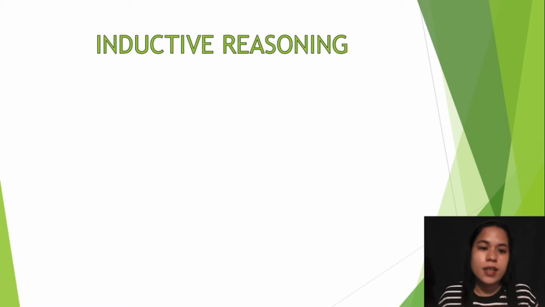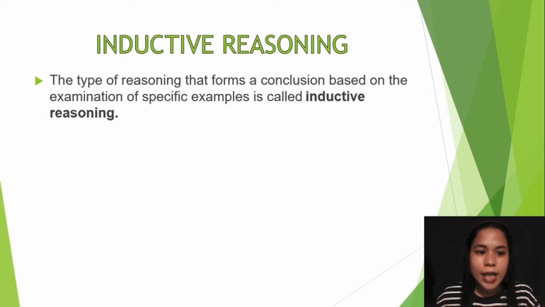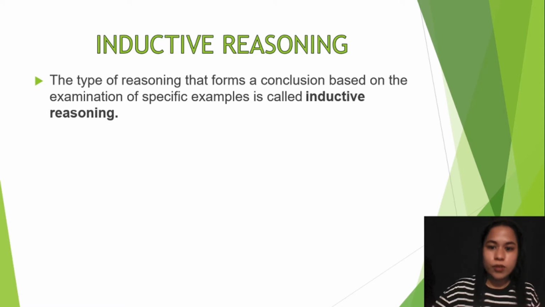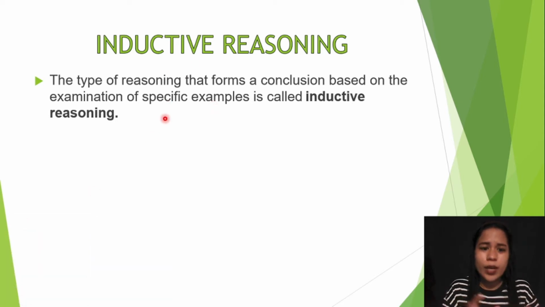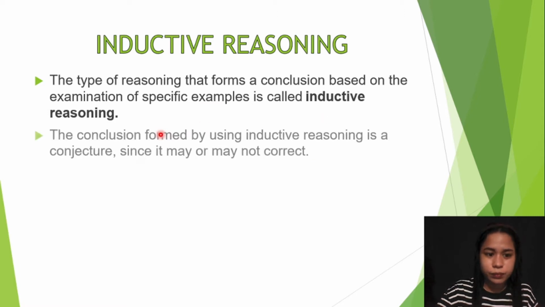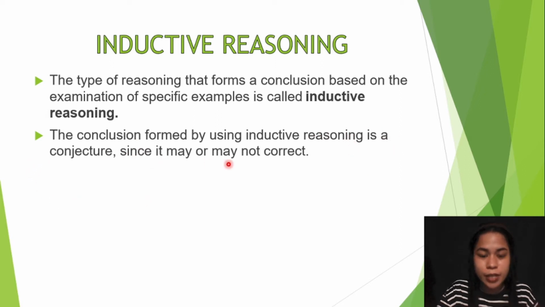Let us first discuss what is inductive reasoning. Inductive reasoning is the type of reasoning that forms a conclusion based on the examination of specific examples. So we need to examine first those examples that are given until we arrive at a general conclusion. So that is the meaning of inductive reasoning. The conclusion formed by using inductive reasoning is what we call the conjecture, since it may or may not be correct.